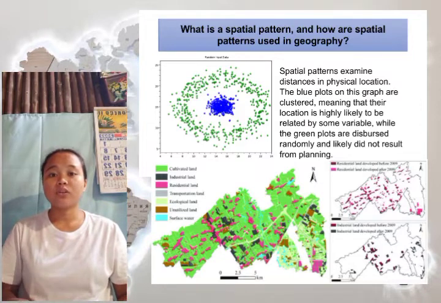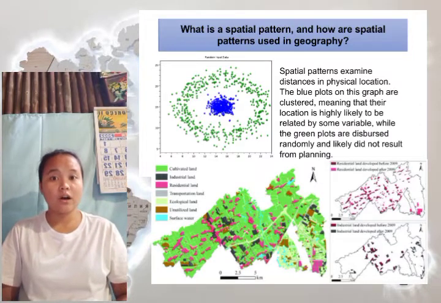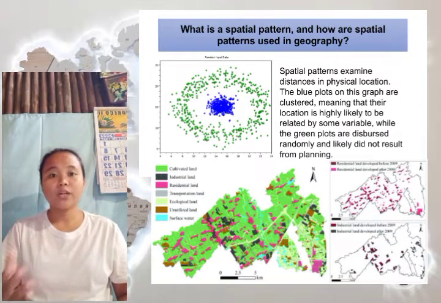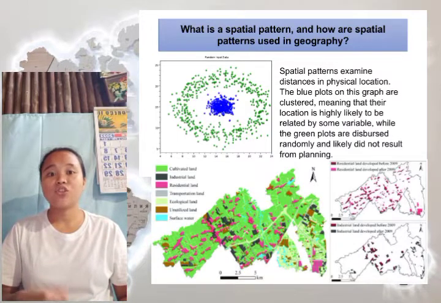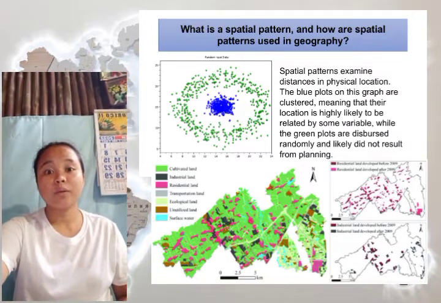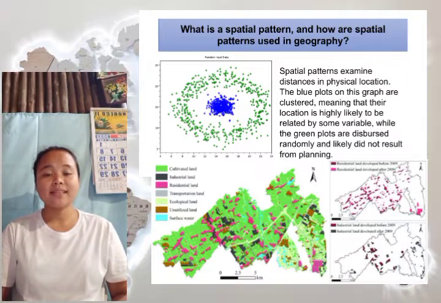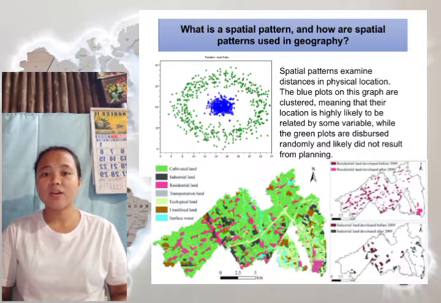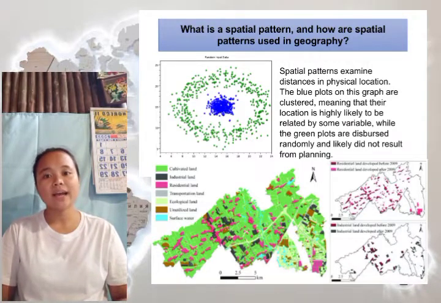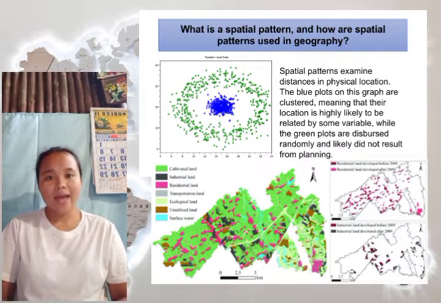So spatial patterns can be helpful in the field of economics for learning advertising and distribution tactics for business, and they can also help environmental scientists to understand the characteristics of a particular area and how humans react to them.